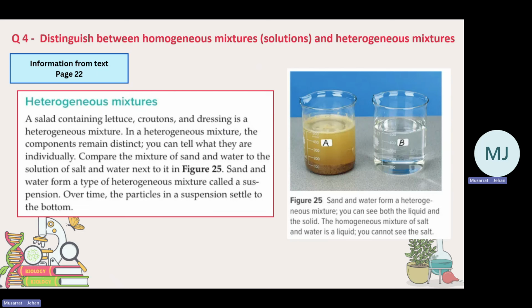Now, heterogeneous mixtures are of two types, suspensions and colloids. Suspensions are those in which one of the components settles down. In a colloid, it does not settle down. It just remains in the solvent. The particles of a colloid are smaller than those of a suspension. Examples of colloids could be milk, blood, fog, smoke. All these are colloids. Okay.